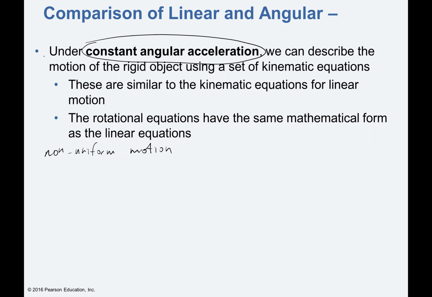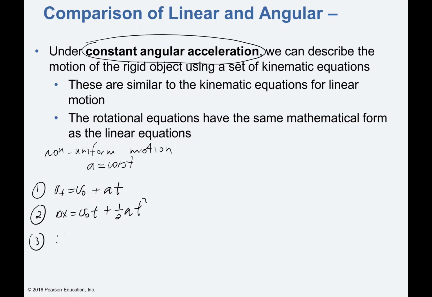Remember, when we said acceleration is constant, then we could use those 4 kinematic equations. Equation 1 was: V final equals V initial plus acceleration times time. Equation 2: delta x equals V initial times time plus 1/2 acceleration times time squared.